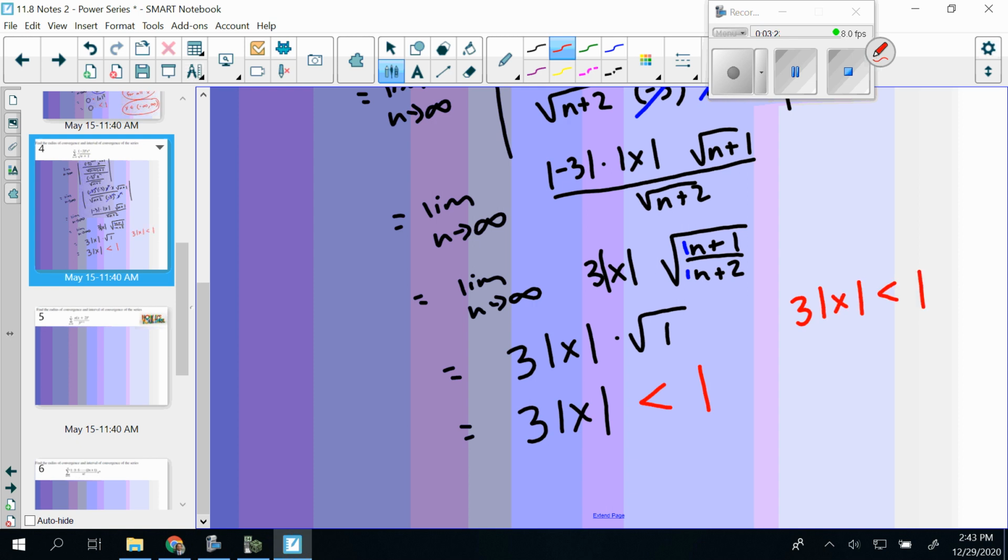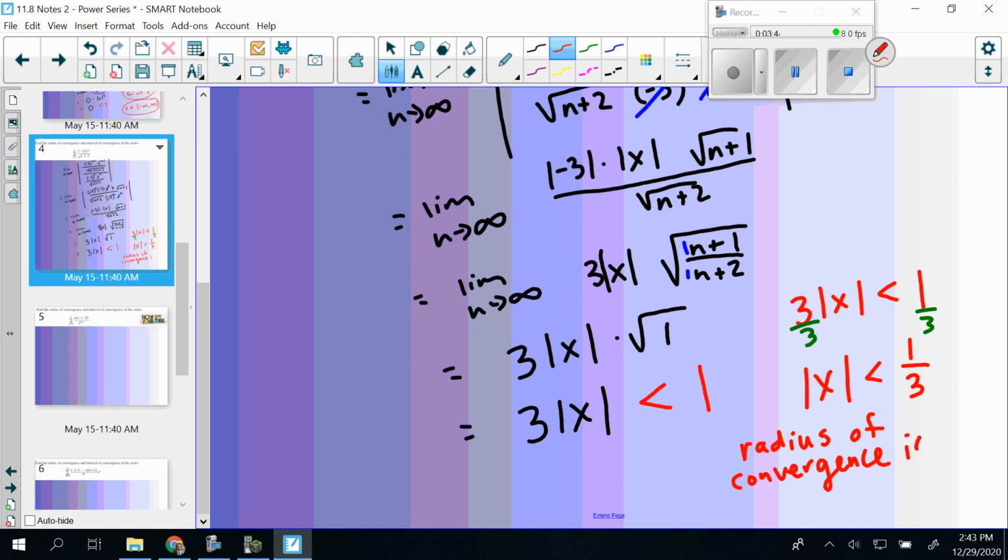If we divide both sides by 3 here, that means the absolute value of x is less than 1/3. So our radius of convergence, which they asked us to find in this one, is 1/3. So our radius of convergence is 1/3.